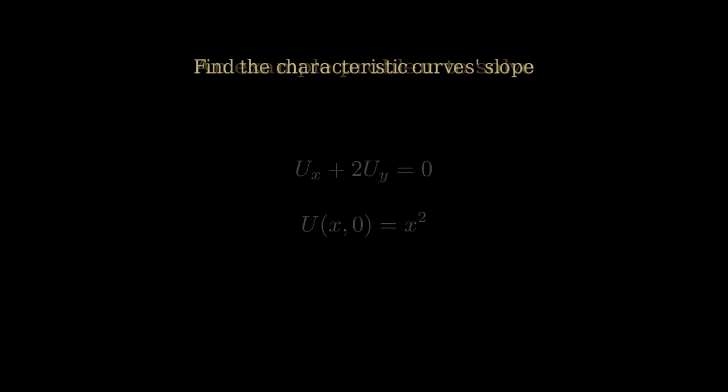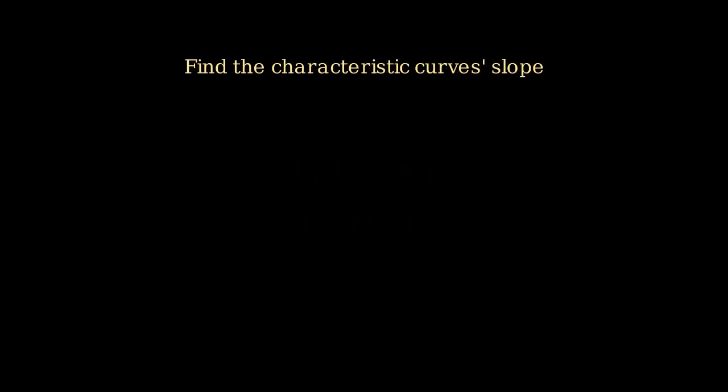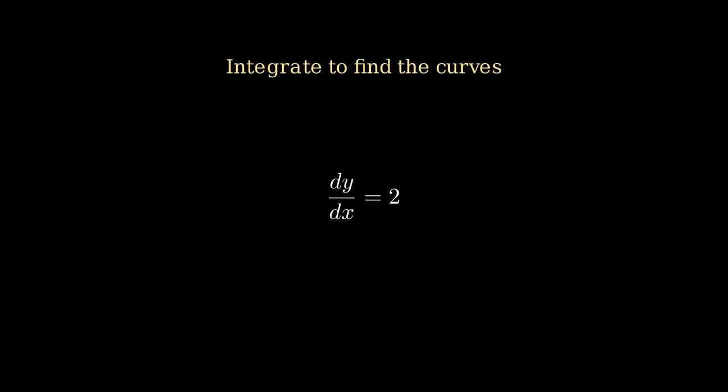The first step is to find the characteristic curves. These are the curves along which the equation simplifies. For an equation of this type, the slope of each characteristic curve, that is, dy by dx, is given by the ratio of the coefficient on the y derivative to the coefficient on the x derivative. Here that ratio is 2 divided by 1, which is simply 2. So along each characteristic curve, dy by dx equals 2.